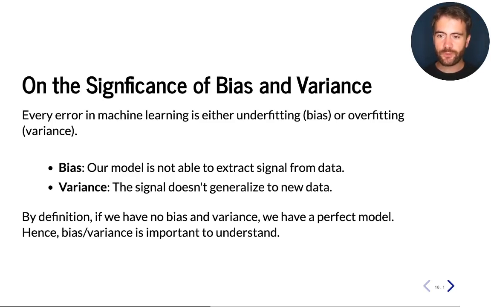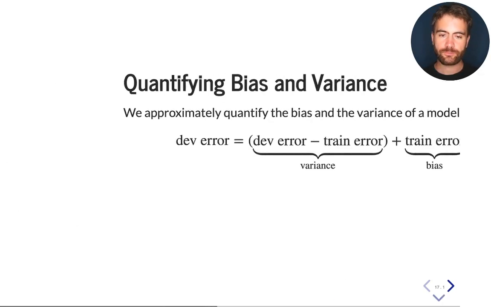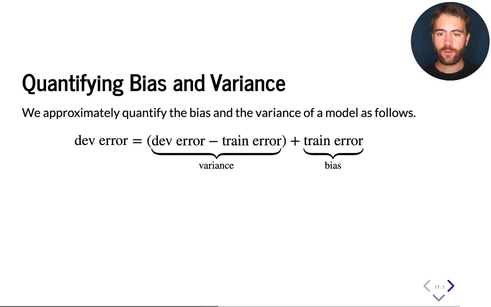So the only two types of errors, or maybe to put it differently, every type of error that we could have in machine learning, is either a type of bias or a type of variance. Therefore, it is really important to understand these two sources of error. The first step towards understanding bias and variance is to quantify them. And we can easily quantify them as follows.